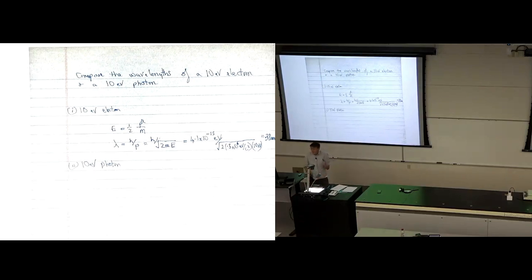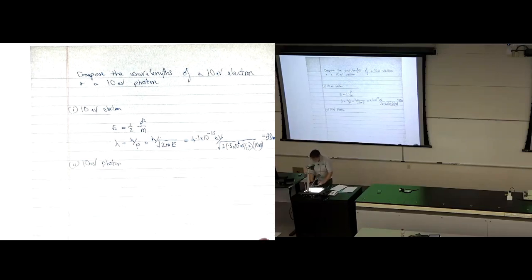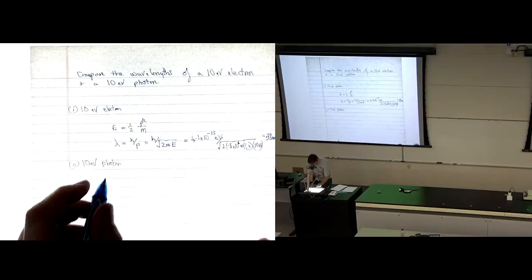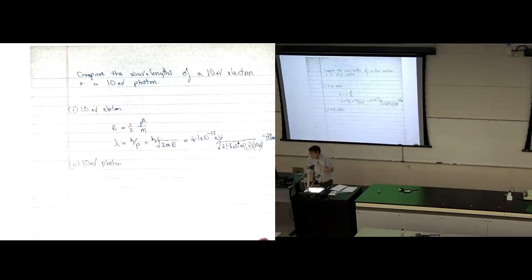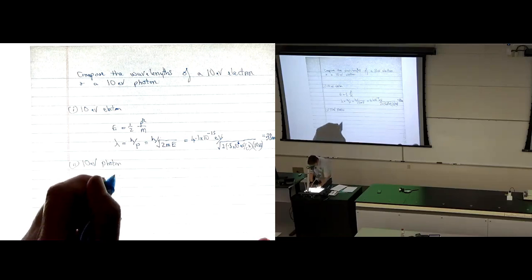A key thing there is that I used the non-relativistic relationship between the energy of the electron and the momentum of the electron, because I needed the momentum to calculate the wavelength via the de Broglie equation. Let's do the same thing for the photon. For the photon, again, I'm going to use the de Broglie equation, and I'm going to need the momentum of the photon.